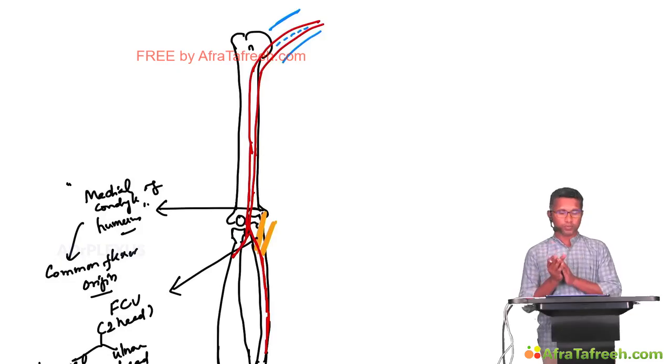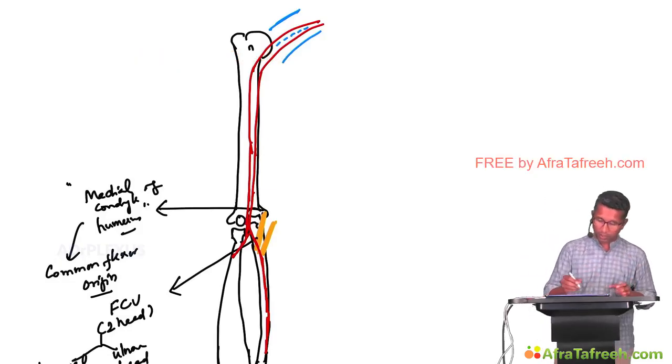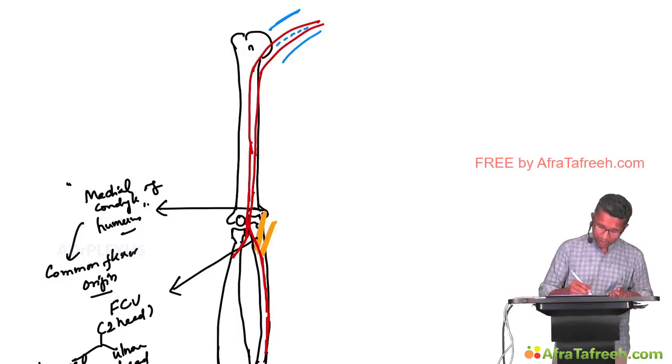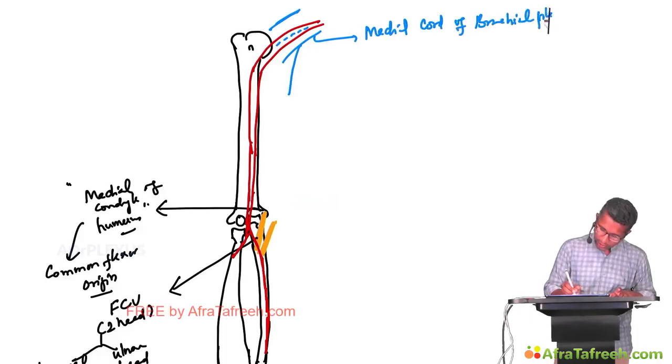What is it? U stands for ulnar nerve. U stands for ulnar nerve guys. So from the medial cord of the brachial plexus, the ulnar nerve arises. Let us consider this is the medial cord of the brachial plexus, and the important nerve which arises from the medial cord is the ulnar nerve.